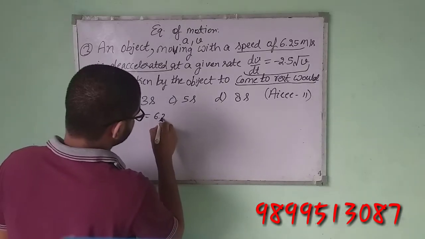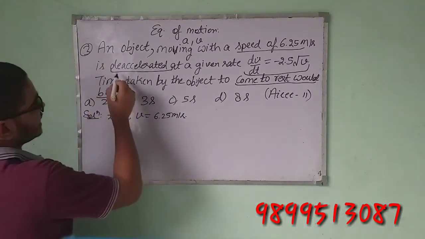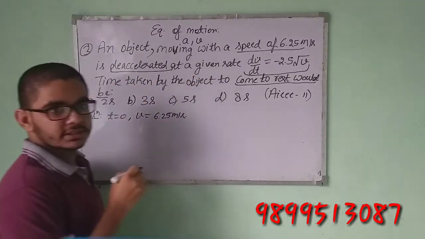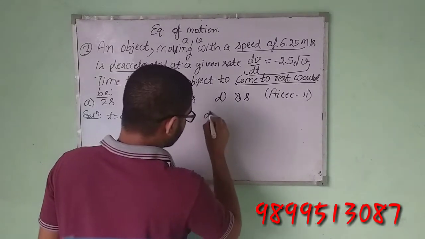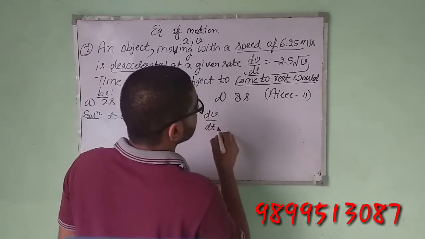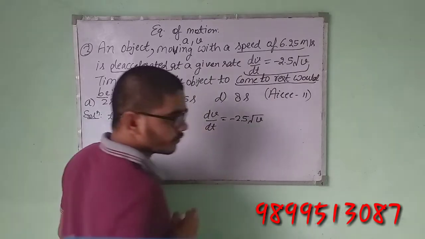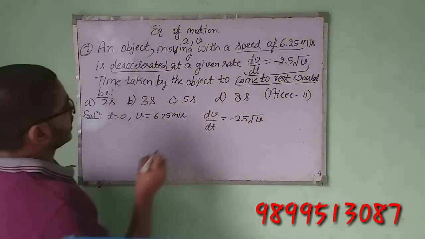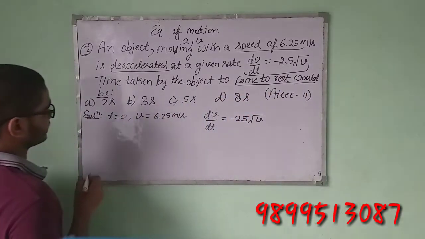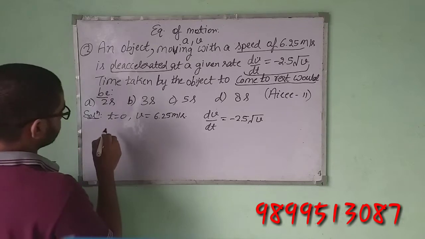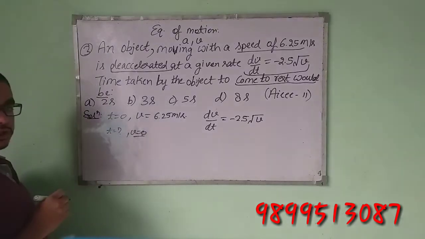v is 6.25 meter per second. And the second information given is that it is getting decelerated, meaning its velocity is continuously decreasing, and this is dv over dt equal to minus 2.5 square root of v. We are asked to find the time taken by the object to come to rest, which means we have to calculate the time when the final velocity of the body becomes 0.